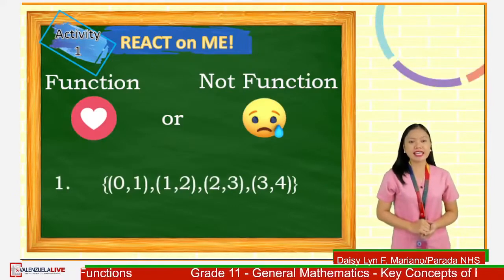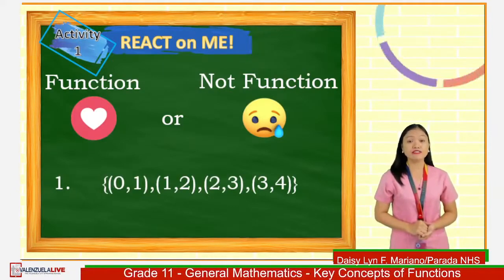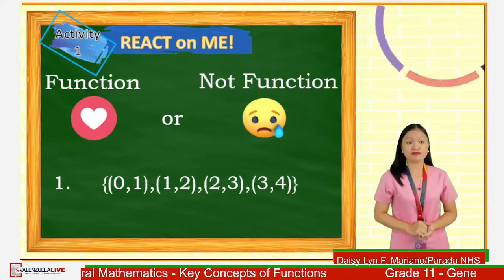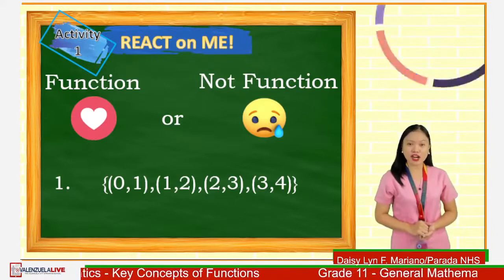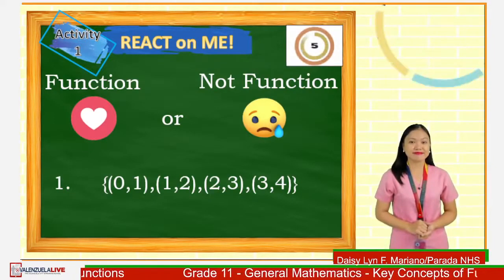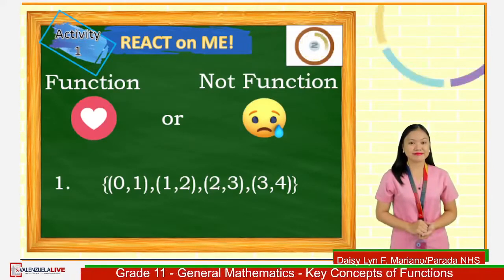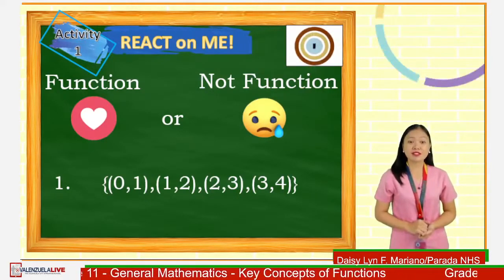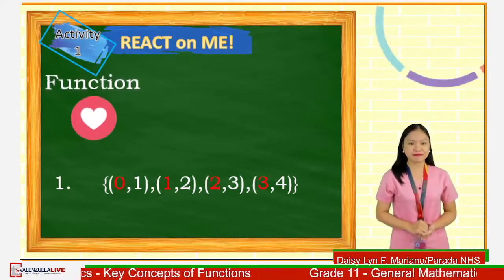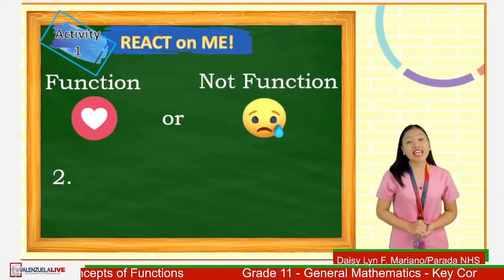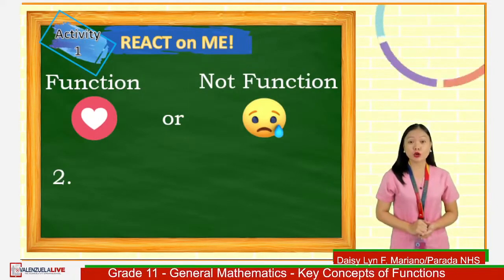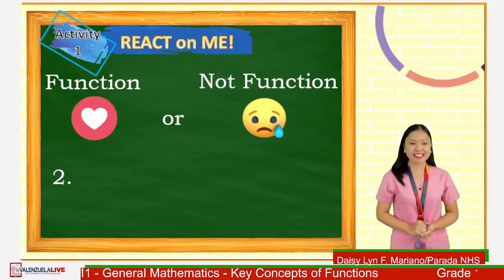First, the set of ordered pairs (0, 1), (1, 2), (2, 3), (3, 4). Function or not function? Time's up. If your answer is function, you are correct. Since every element in X appears only once, those are 0, 1, 2, and 3.